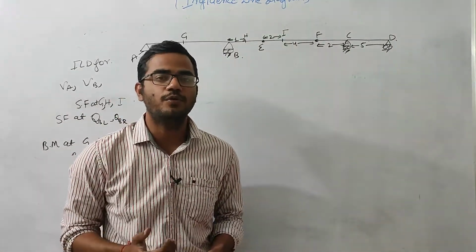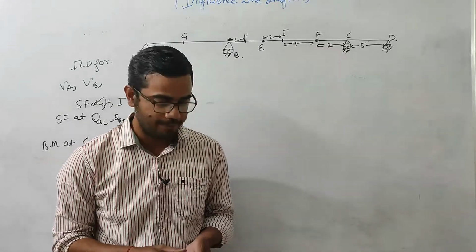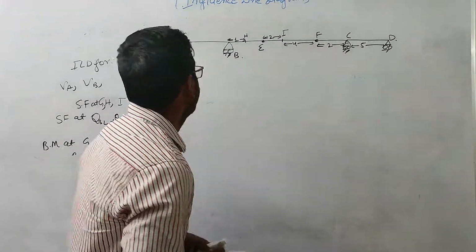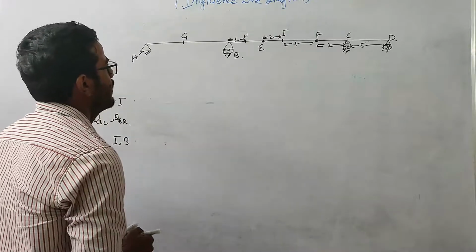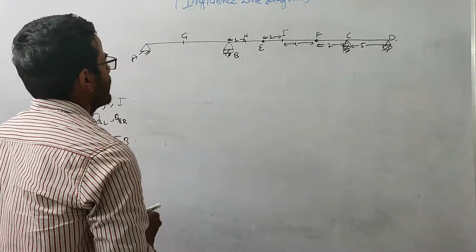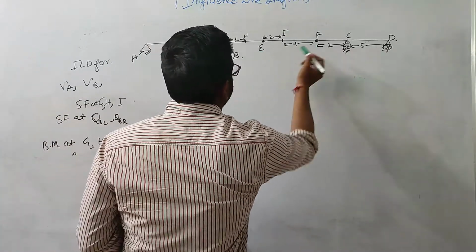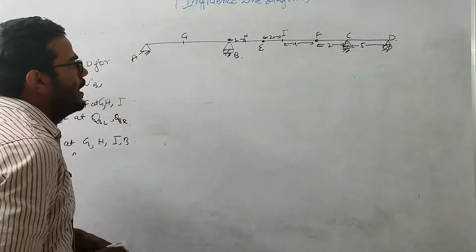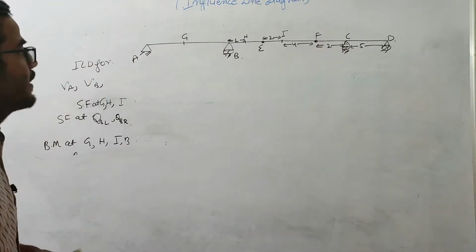In today's lecture, we are going to solve one problem on Müller-Breslau's principle. We have this continuous beam, with internal hinges at points E and F, and this beam is basically a statically determinate beam.